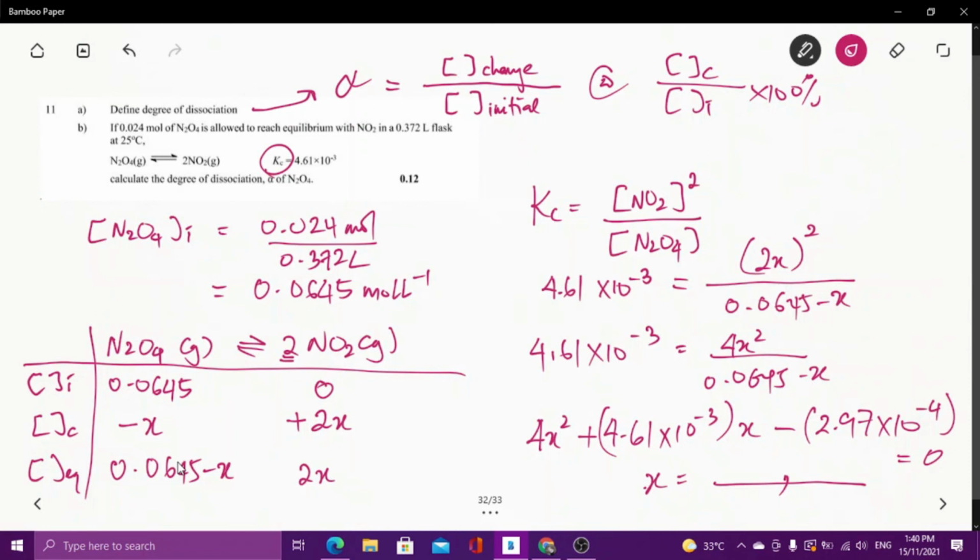Tapi kalau dia bagi korang jawapan partial concentration at equilibrium tu adalah kurang daripada kosong, negative answer, so dia jadi salah lah. Kita pilih satu jawapan sahaja untuk x tu. Okay, and then bila dah dapat x, anda masukkan ke dalam alpha punya formula. Okay, so just the value of x bahagikan dengan initial 0.0645 and you'll get the answer 0.12.